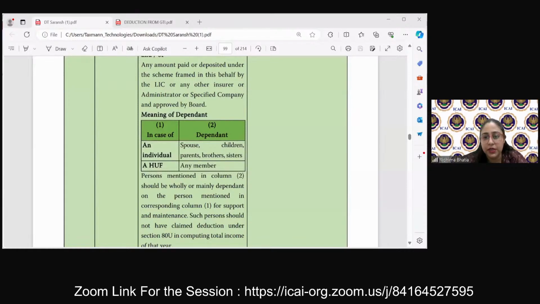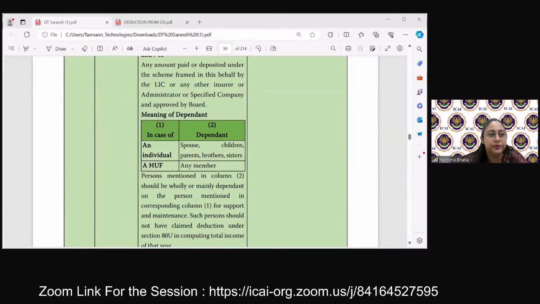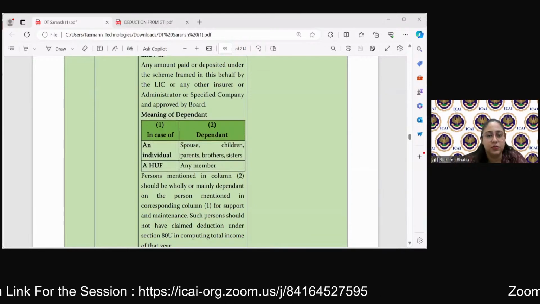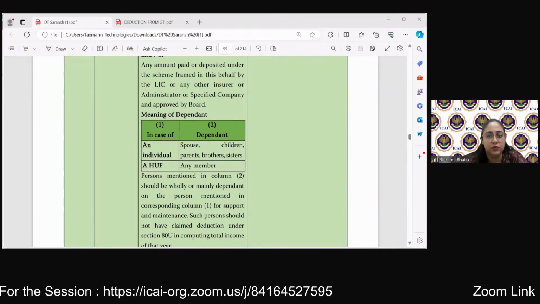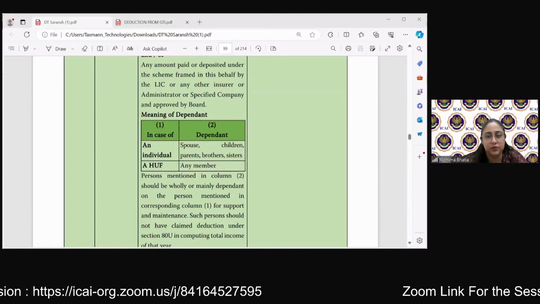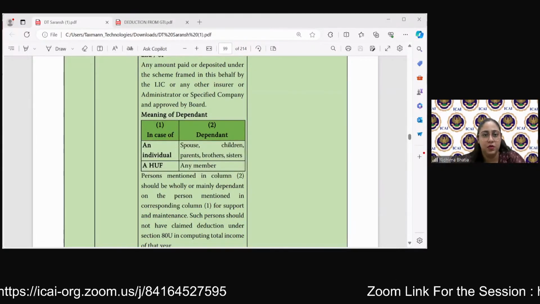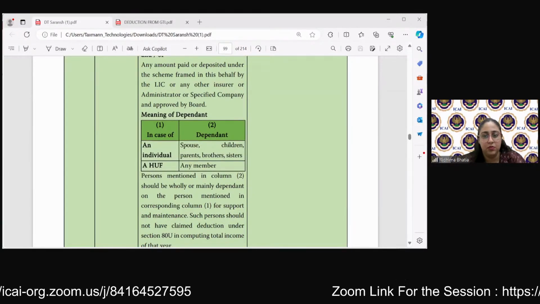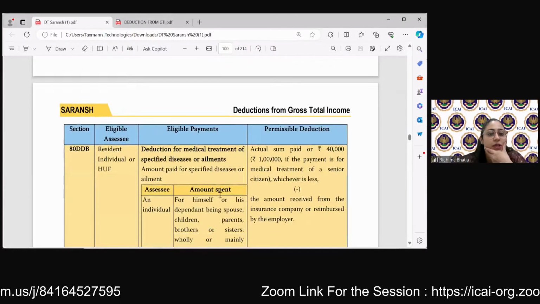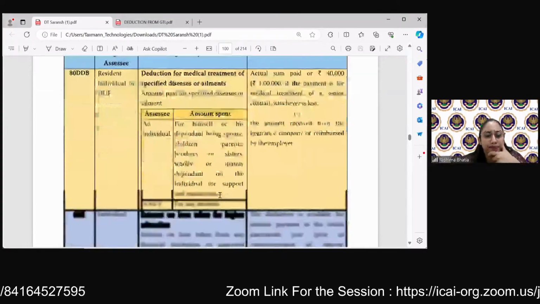Mohammed, regarding which particular section? Just give me more clarity on which section you're asking about, 80D, 80DDB, or 80DD.